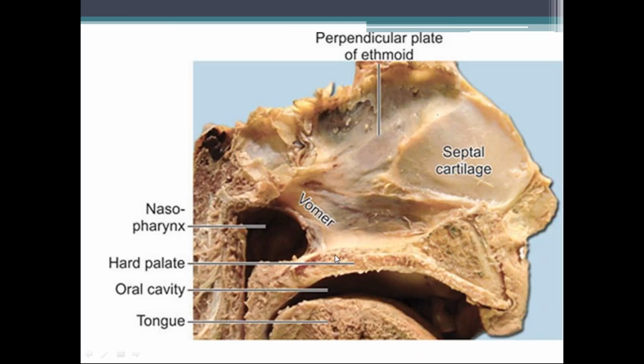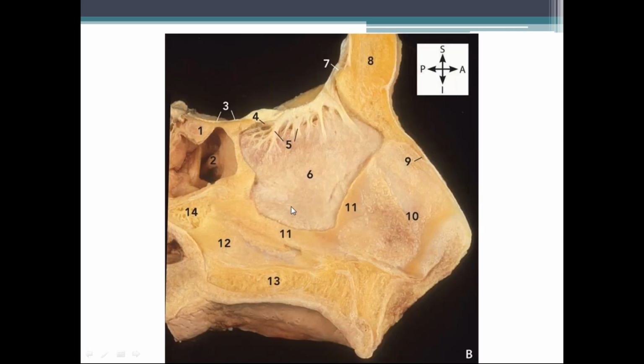Okay. So in the next picture, you can clearly see the markings of the septal cartilage, perpendicular plate of ethmoid and vomer here. And you can see the nasopharynx, hard palate, oral cavity, and tongue. This is a high power view. Next, here a part of mucosa is removed in the posterior superior part of the nasal septum. Here you can see the olfactory nerve rootlets, which are entering the cribriform plate here. You can see the olfactory nerve rootlets here.